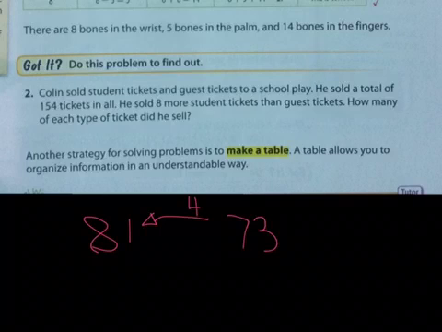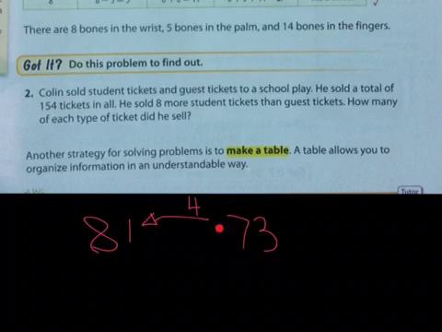Okay? I only had to take away 4 from the guest pile and add it to the student pile, because when I only take away 4, this one's going up by 4 and this one's reducing by 4. So really it's 4 plus 4 to see the difference, which would be 8 is the difference.